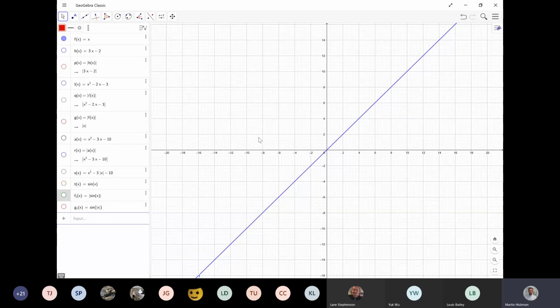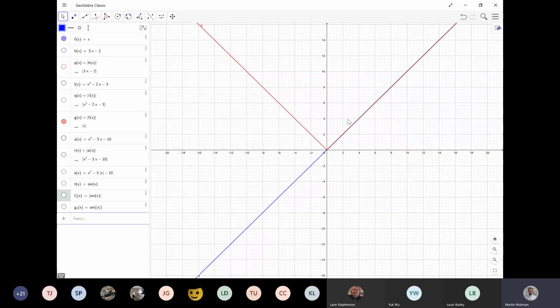What I'm going to show you first is what the graph of modulus of x looks like. So we just click this and I'll take this away. This is what the graph of modulus of x would look like. I've got the original graph of y equals x, so it's just our straight line there.